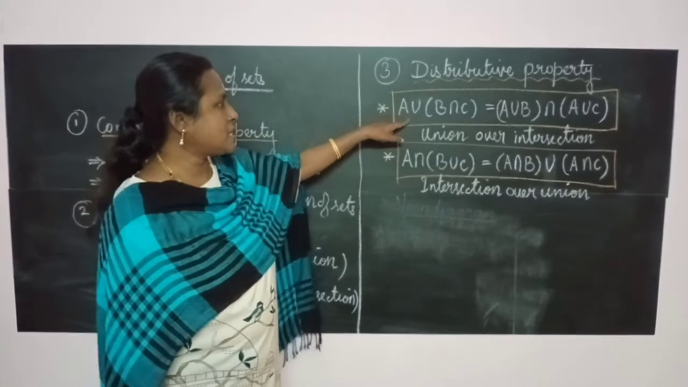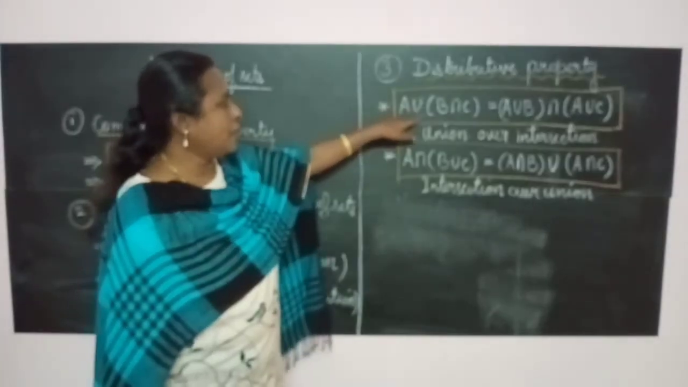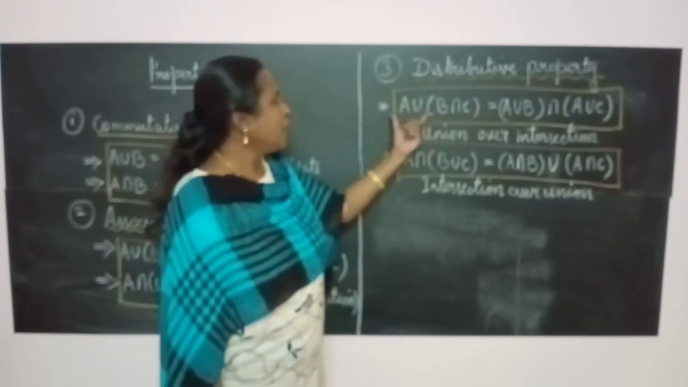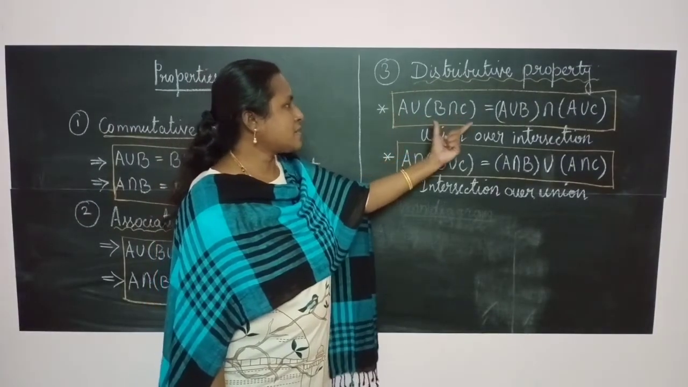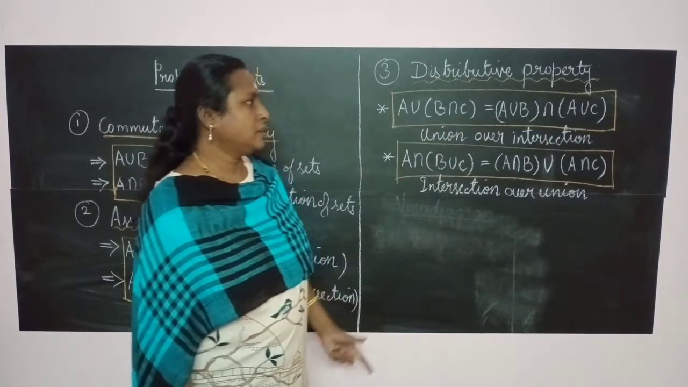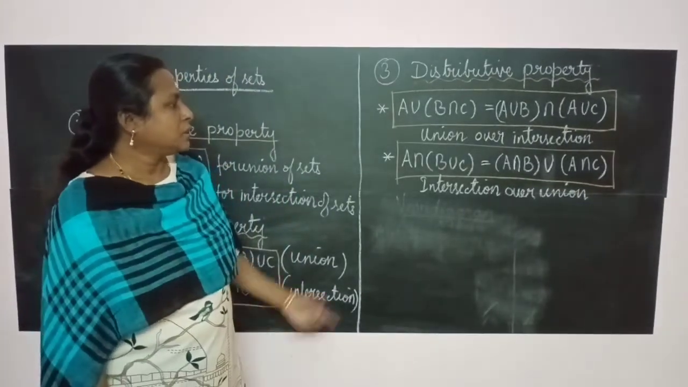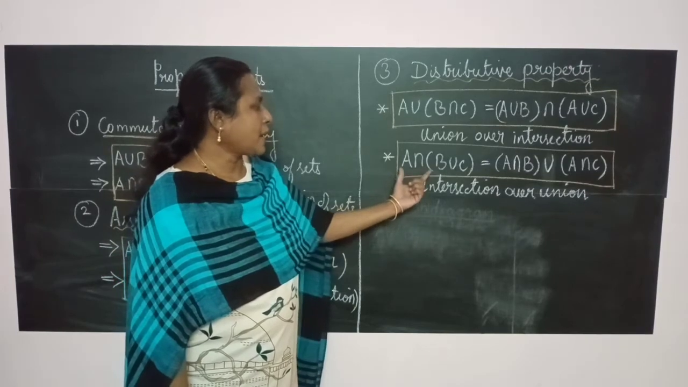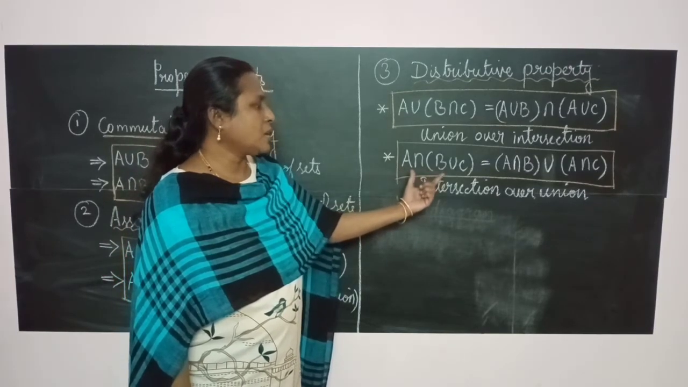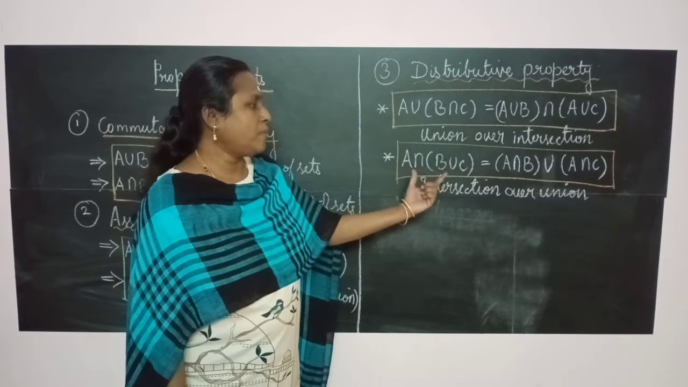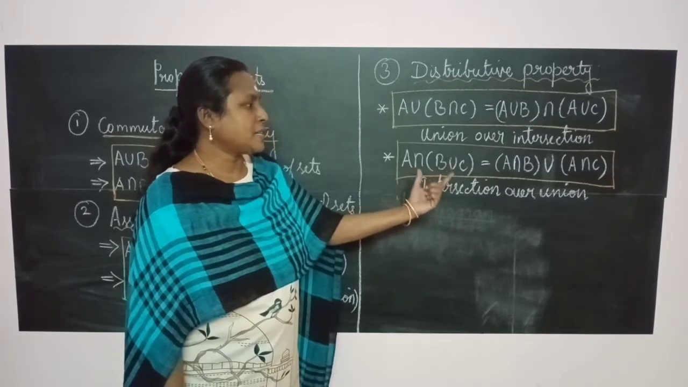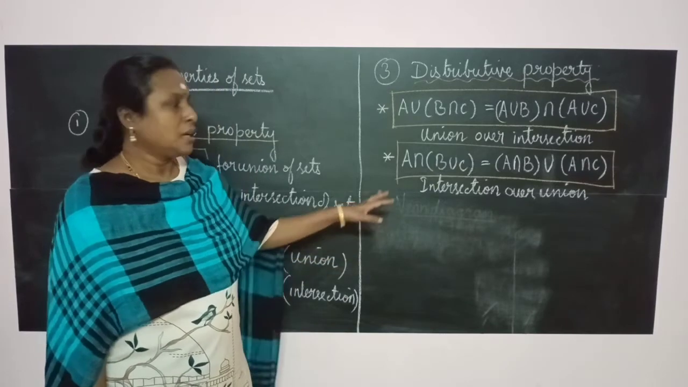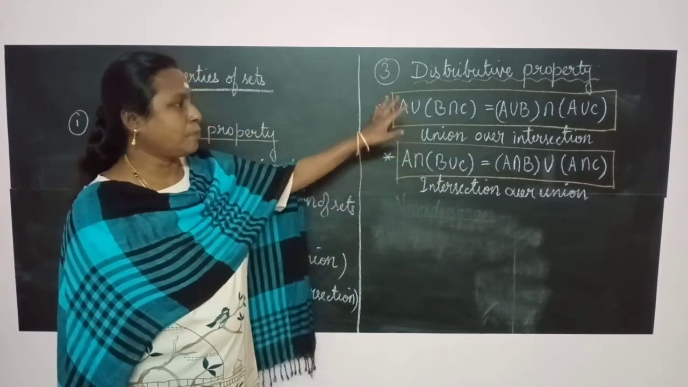What this property says: A union open bracket B intersection C close bracket is equal to open bracket A union B close bracket intersection open bracket A union C close bracket. The next one is A intersection open bracket B union C close bracket is equal to A intersection B union A intersection C. Like this. You just go through the properties.